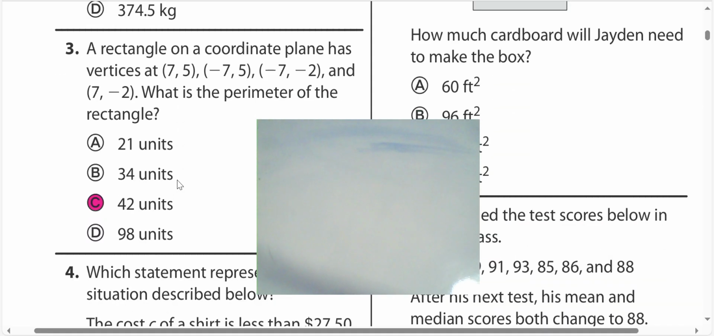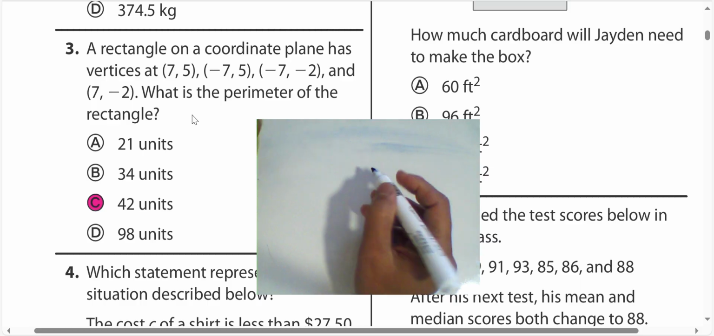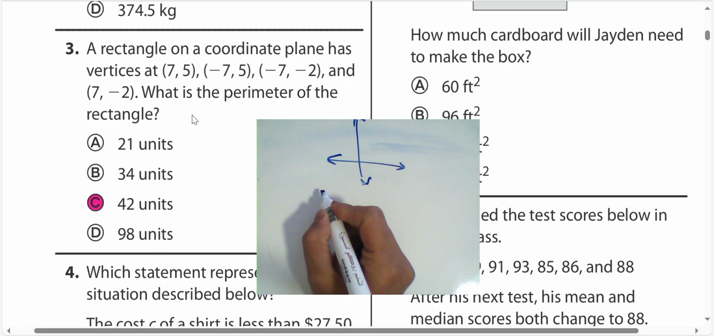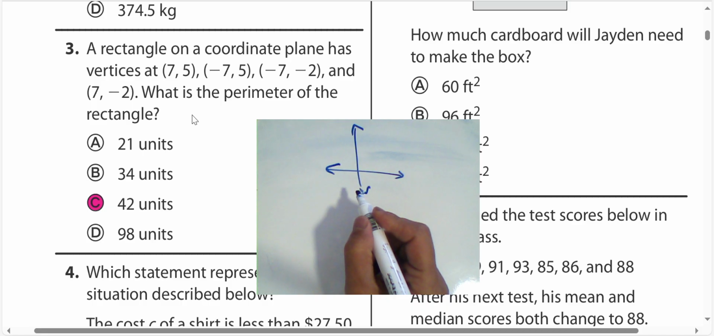Next question. A rectangle on a coordinate plane has points 7 and 5, negative 7 and 5, negative 7 and negative 2, and 7 and negative 2. What is the perimeter of the rectangle? We know the perimeter equals length plus width times 2. We can draw this rectangle on the x-axis and y-axis. The first point was 7 and 5.